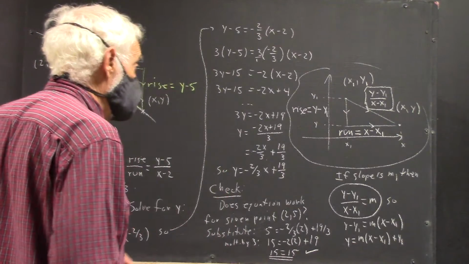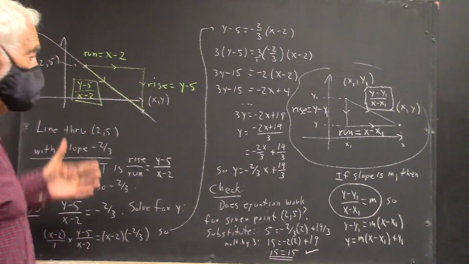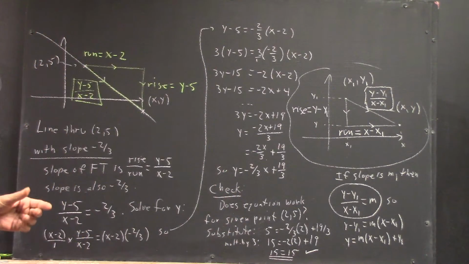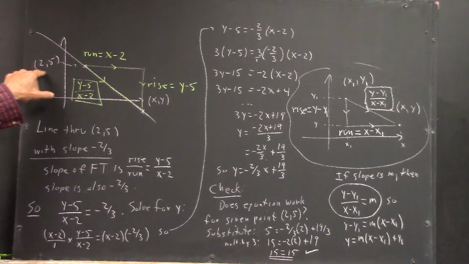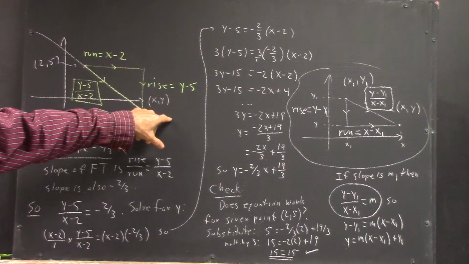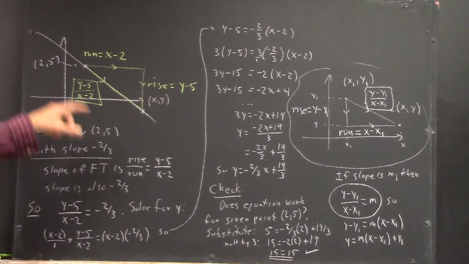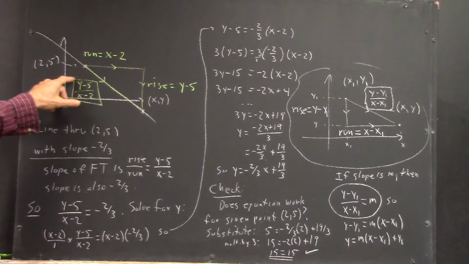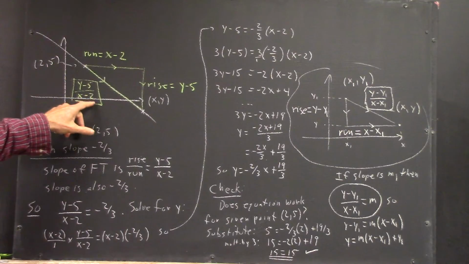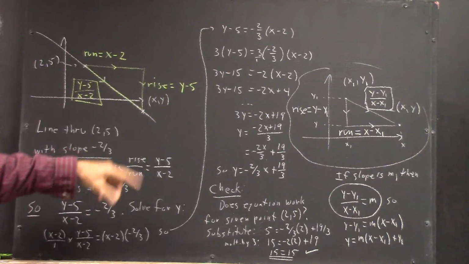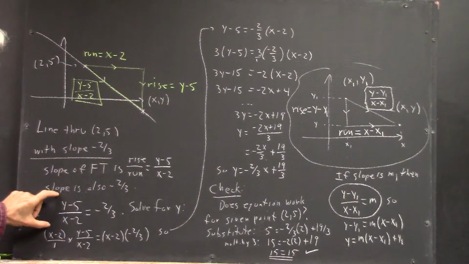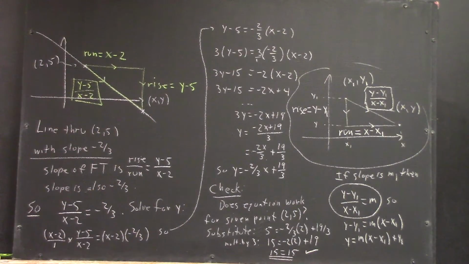So if you know the slope and a point, you just do this. Okay, this is your 2, 5, your x1, y1, here's your x, y, right? So it's y minus y1, which is y minus 5, over x minus x1, which is x minus 2, equals slope, which is 2/3, and right there is the equation, which you can then solve for y. There's some steps in solving it for y, but do that.